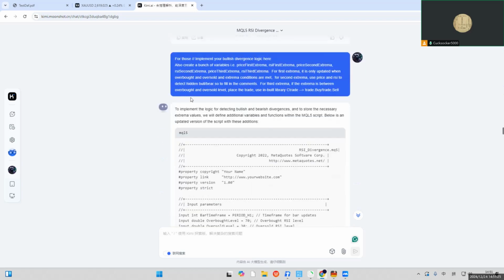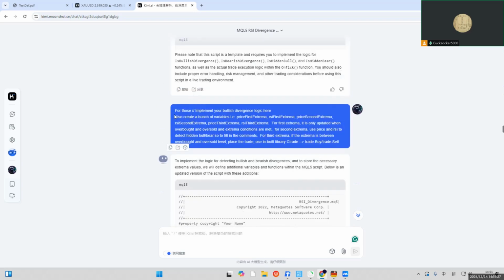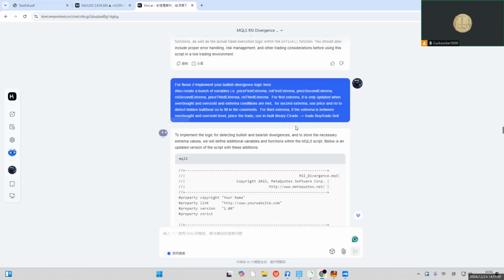And also create a bunch of variables: price first extrema, RSI first extrema, price second extrema, RSI second extrema. For the first extrema, it's only updated when overbought or oversold and extrema conditions are met. For second extrema, using RSI or price to detect the hidden bull bear to set the following comments. For the third extrema, if the extrema is between overbought and oversold level, place the trade.